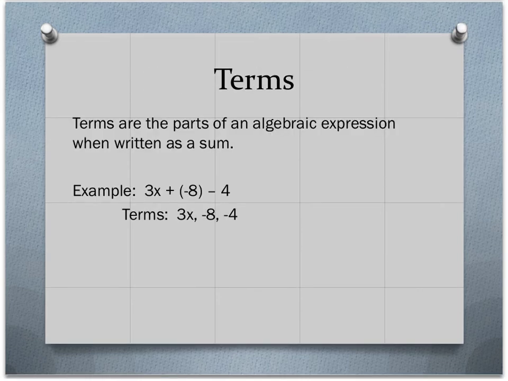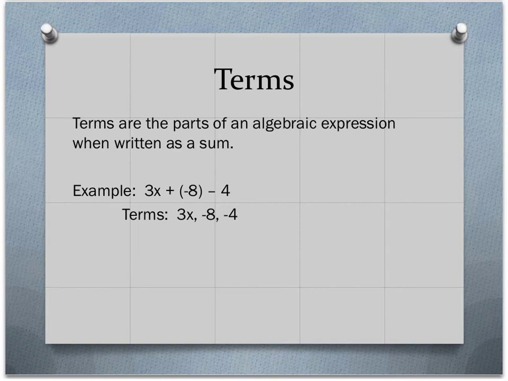The final concept for tonight is the concept called terms. And terms are simply parts. They're parts of an algebraic expression. So an example of the algebraic expression we have here, 3x plus negative 8 minus 4. We're just looking at the individual parts. So if you look here, we have a term that is a variable term because it has a variable in it. And then we have two more terms that are called constant terms because they will remain constant. Negative 8 will always be 8 forever. But 3x could differ from problem to problem depending upon what x is.